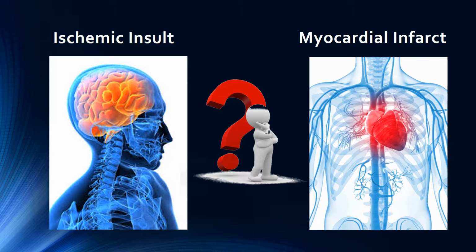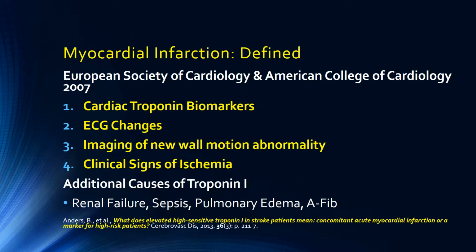And so to really determine whether she actually had an MI, I looked at the diagnostic criteria that was put up by the American College of Cardiology in 2007. So they diagnose MIs with the following 4 factors. So cardiac troponin biomarkers, we know that she has that. We need EKG changes. We need imaging of new wall motion abnormalities on her echoes, and then her clinical signs and symptoms of ischemia. Of course, these signs and symptoms can be silent, particularly those with diabetes are known to have these more silent ischemic events within the myocardium.